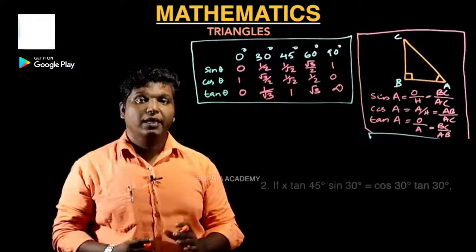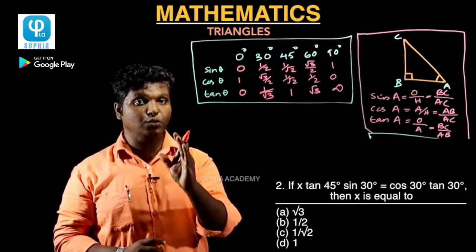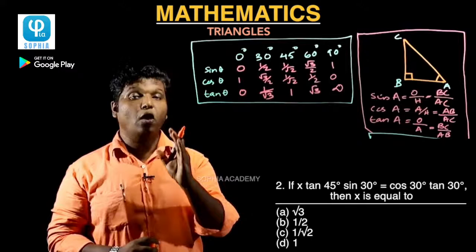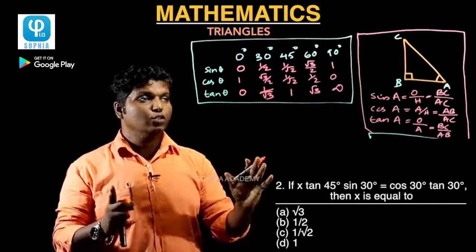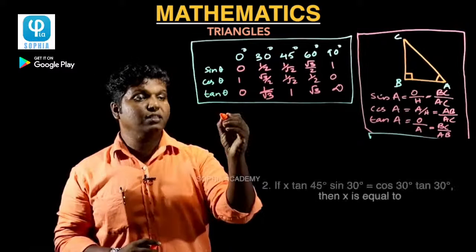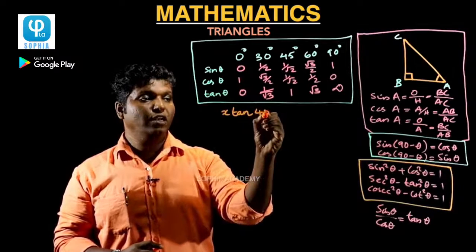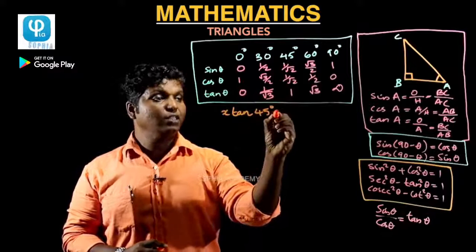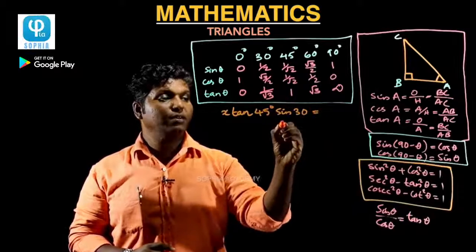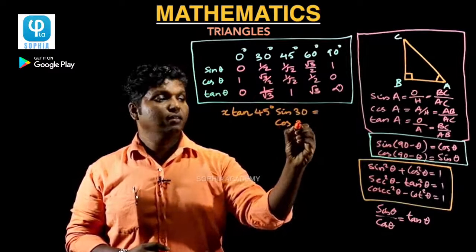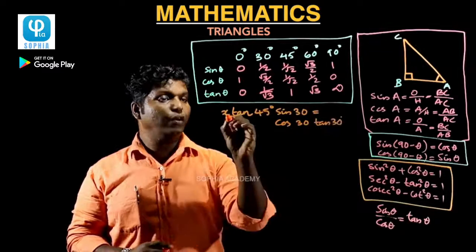Going to the next question. If x tan 45 degree into sine 30 degree is equal to cos 30 degree into tan 30 degree, then x is equal to. Okay, so here let me just mention what is given. x tan 45 degree into sine 30 degree is equal to cos 30 degree into tan 30 degree. You have to find the value of this x.